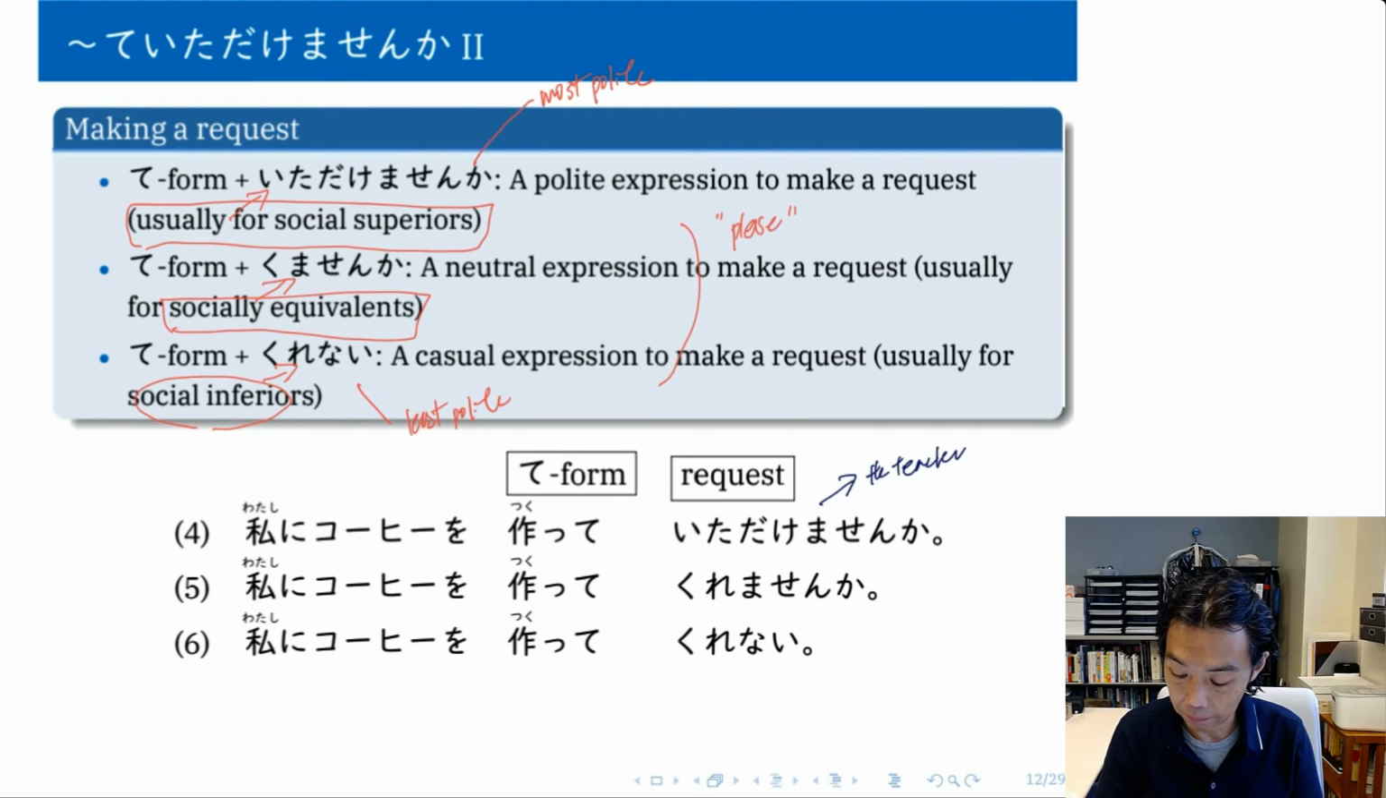So this is the most polite expression. 作ってくれませんか is probably your friend. And 作ってくれない is probably your close friend. So this is the least polite.